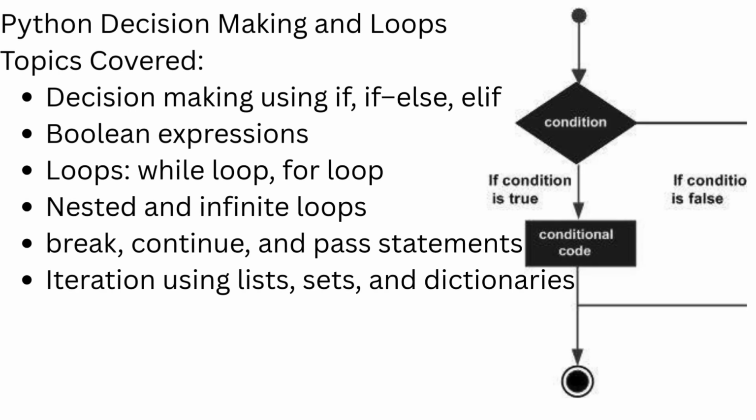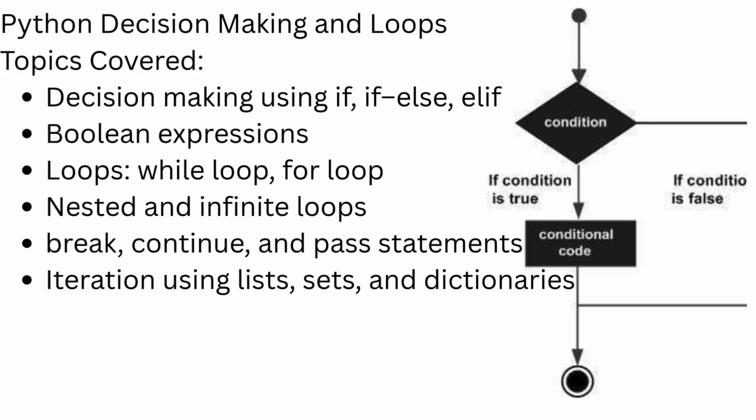This is Unit 2 of Python programming, titled Python Decision Making and Loops. In this unit, we learn how Python takes decisions using conditions and how tasks are repeated using loops. Decision making is done using if-else and elif statements, which work on Boolean expressions.